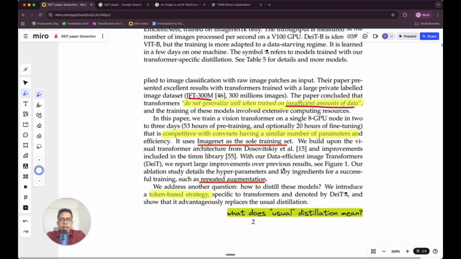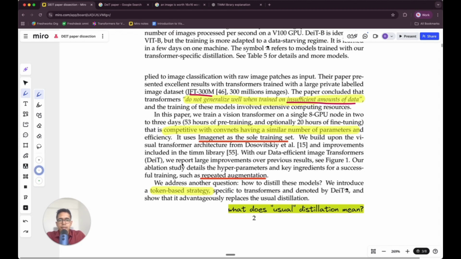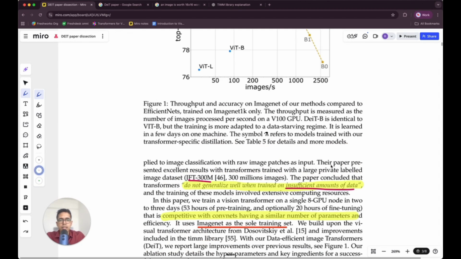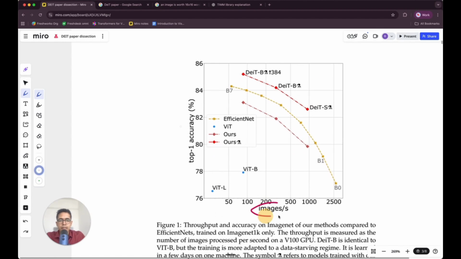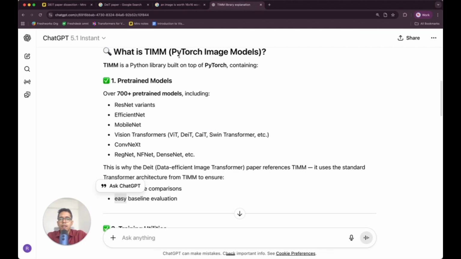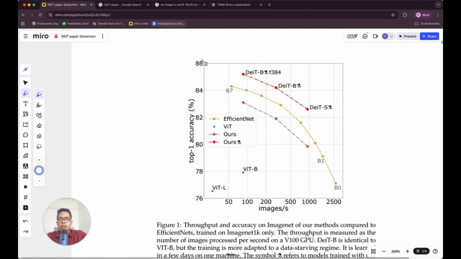With our data efficient image transformer DEIT, we report large improvements over previous results. See figure 1. Okay, let's see figure 1. So figure 1 is this. The X-axis is images per second. So this looks like the speed with which it can infer on images, how many images you can process per second, and top 1 accuracy. Let's see the definition of top 1 accuracy. Let me take a screenshot.